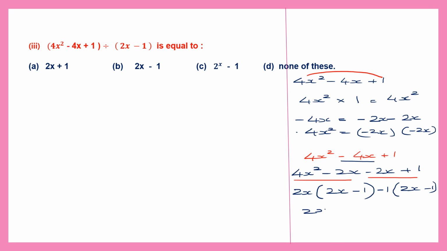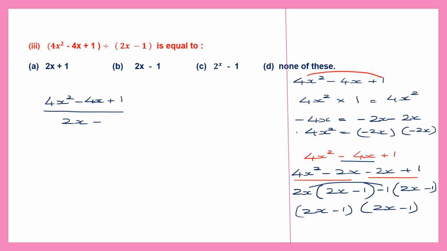Now let me get the factors. So 2x minus 1 is common. And again here also I have 2x minus 1. So what have I done? I have factorized this. Now let me write that question here. So the question, that is 4x squared minus 4x plus 1, now divided by, I'll put division this way, 2x minus 1.